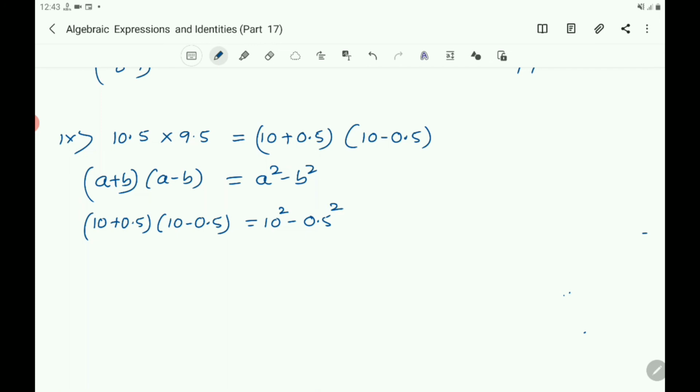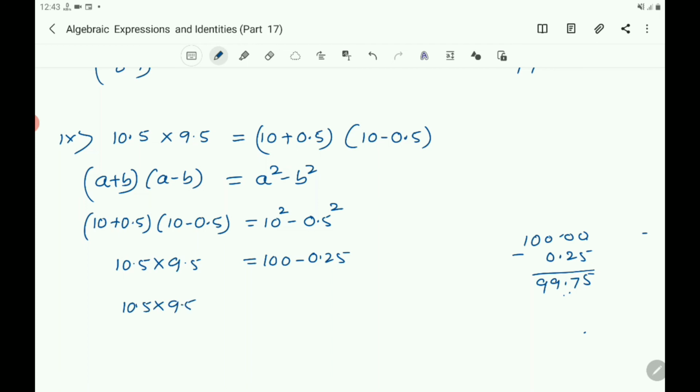Then that is 10.5 into 9.5 equals 10 square, 10 square is 100, minus 0.25. 100 minus 0.25, you will get 10 minus 5 is 5, 9 minus 2 is 7, and 9 minus 0 is 9, you will get 99.75. So 10.5 into 9.5 is equal to 99.75.